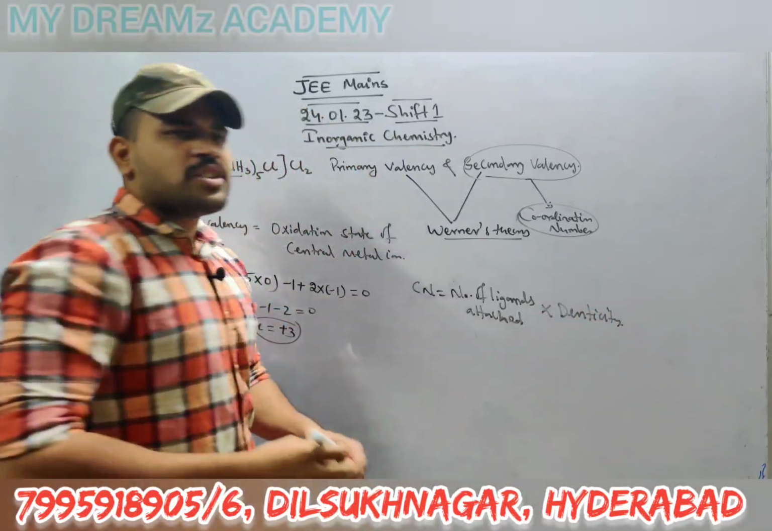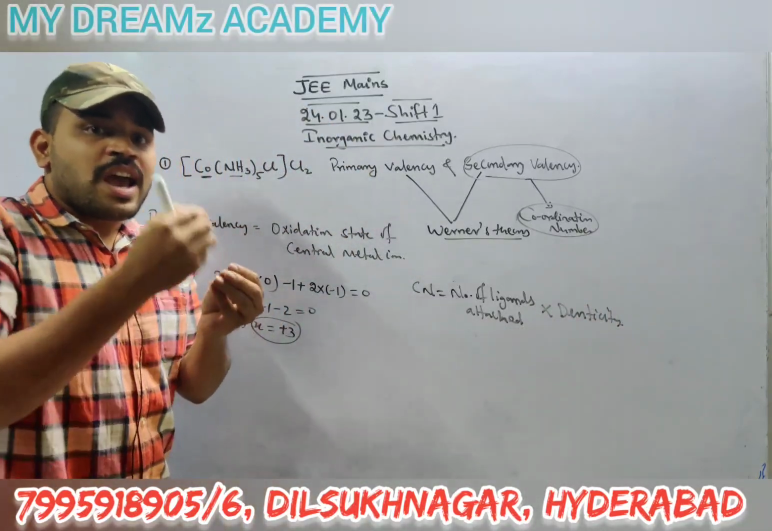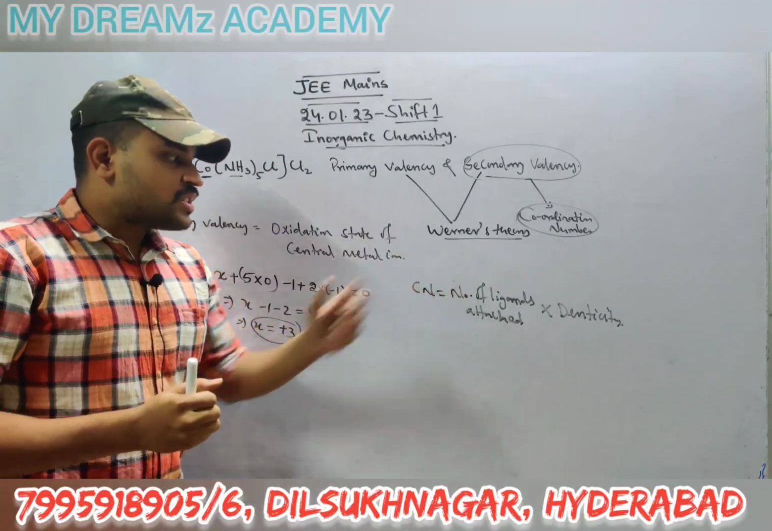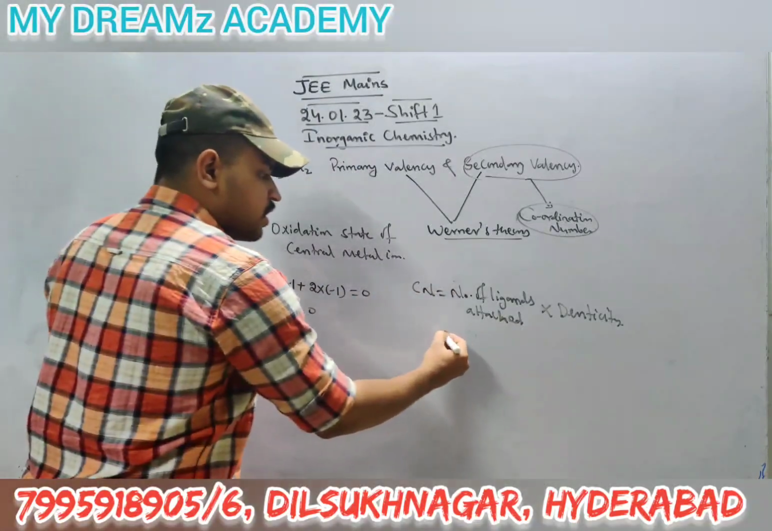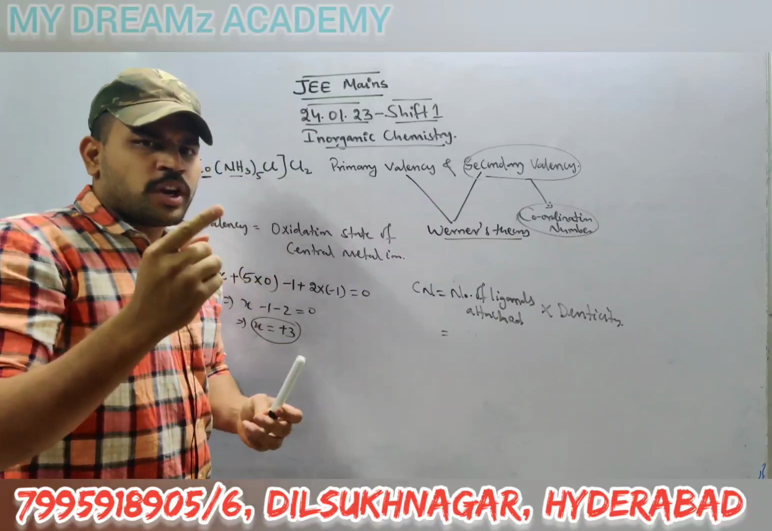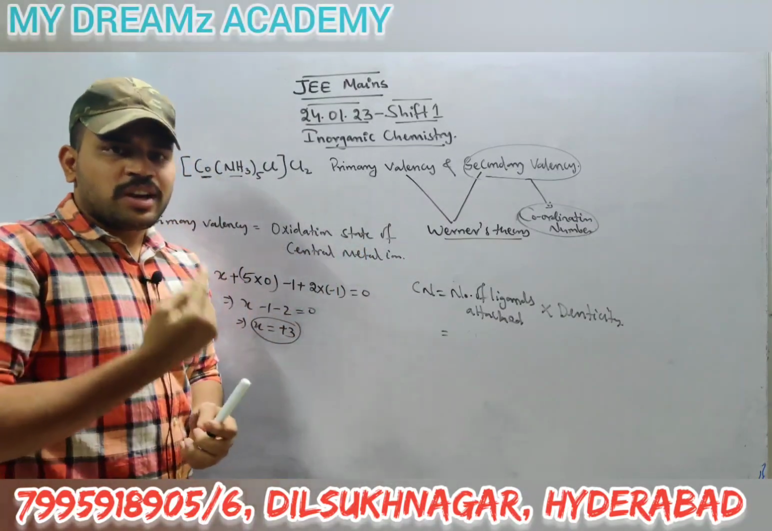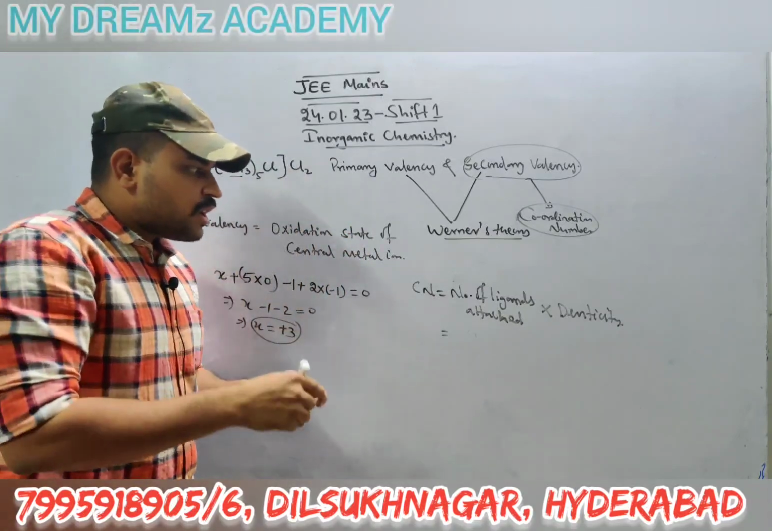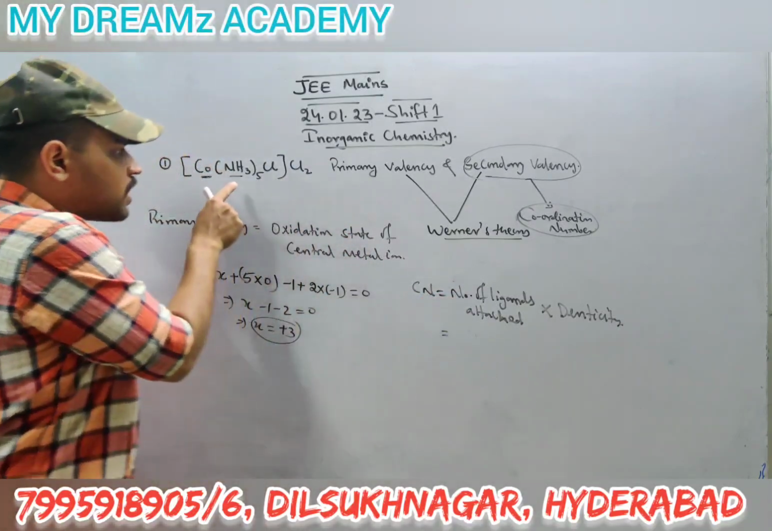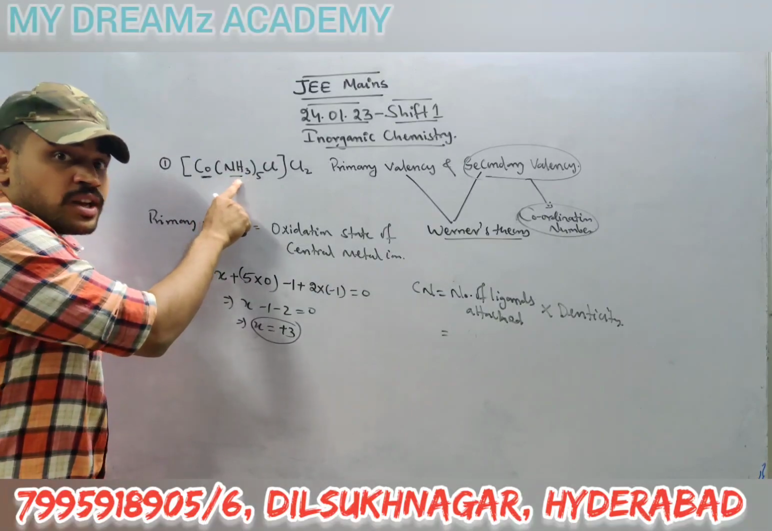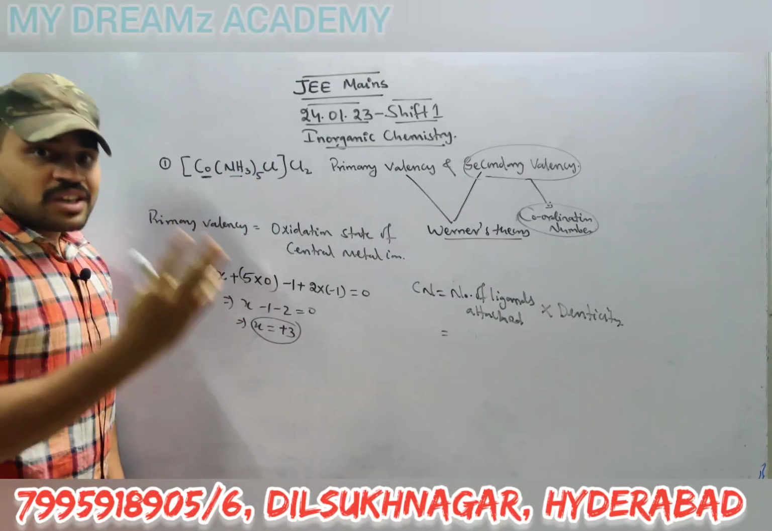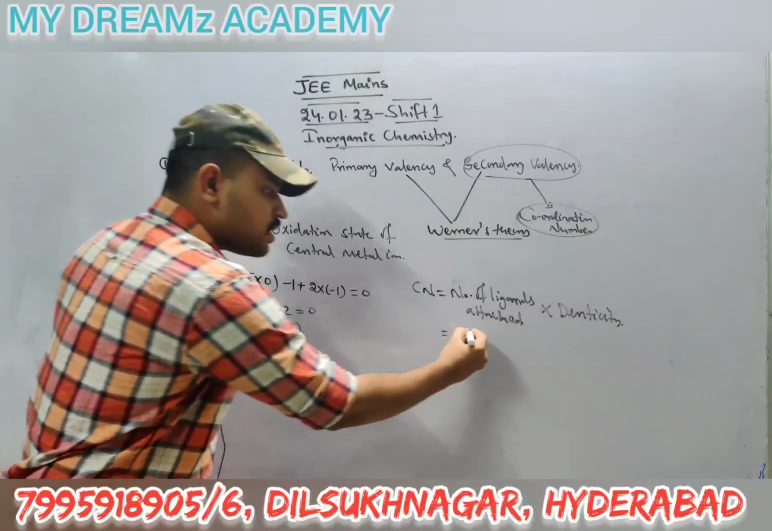What do you mean by denticity? How many pairs of electrons a ligand is able to donate to the central metal ion is called its denticity. If it can donate 1 pair of electrons, it is called monodentate. If it can donate 2 pairs of electrons, it is called bidentate. So how many ligands are attached here? 5 ammonia ligands and 1 chlorine ligand. So in total, 6 ligands are attached.